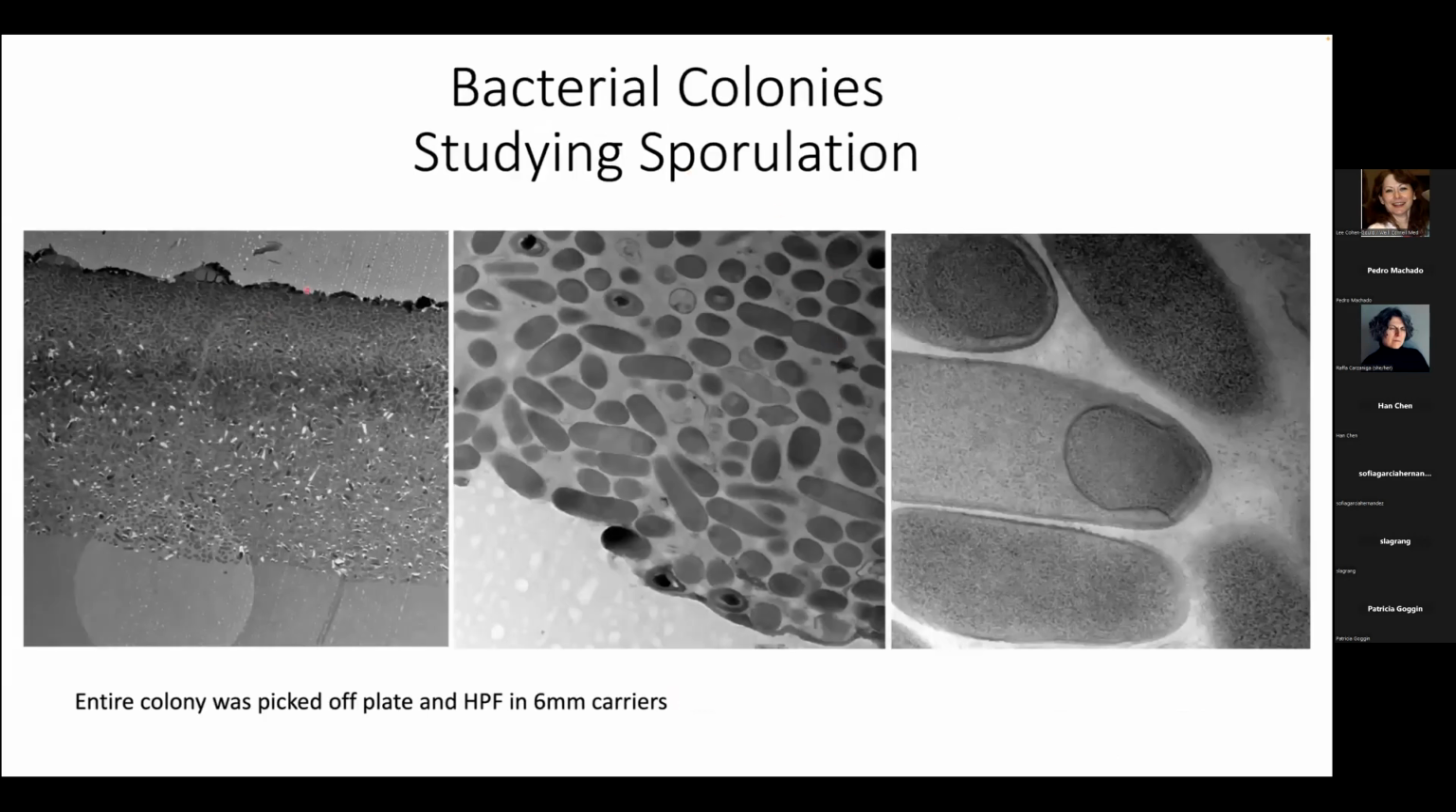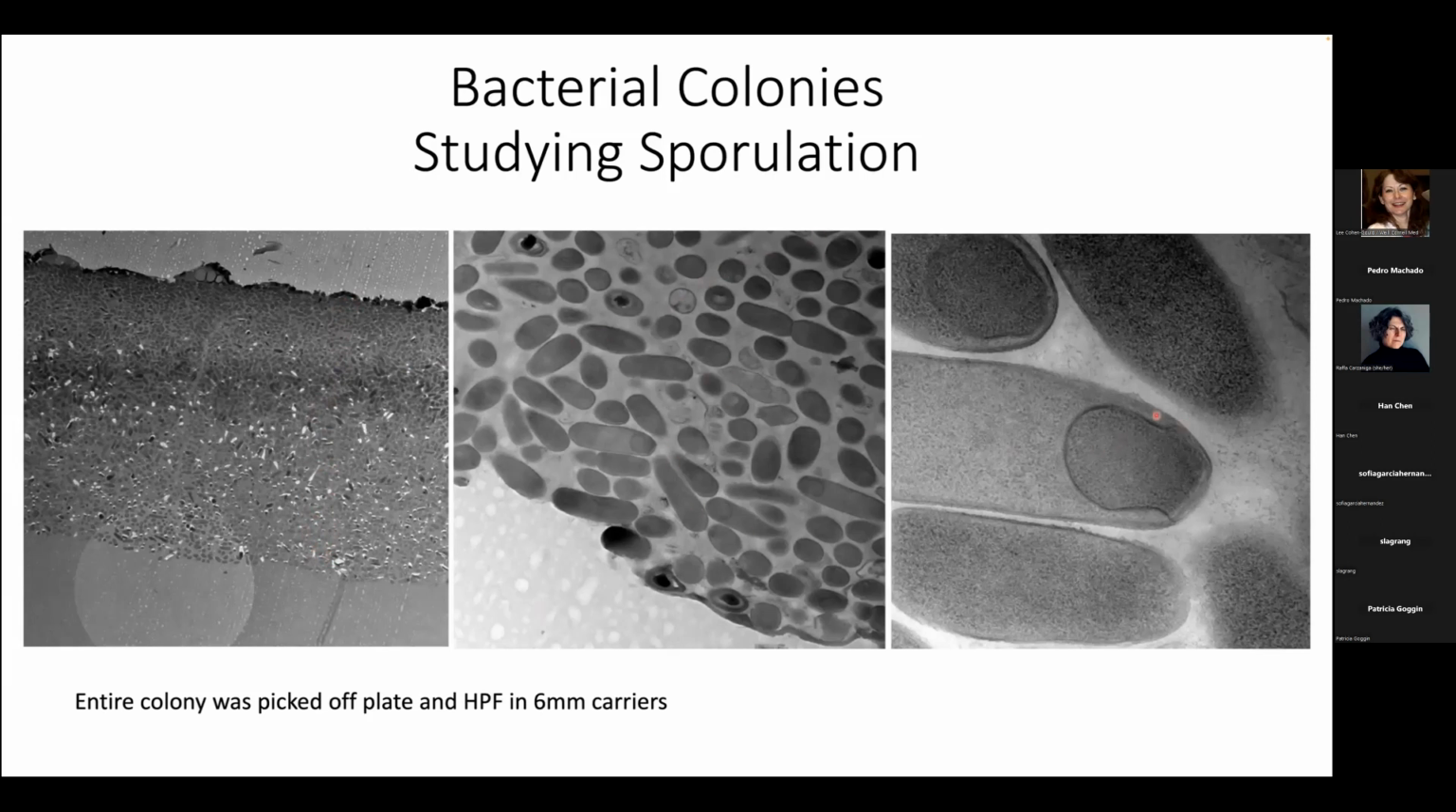And we can even look at this, which was an entire colony of bacteria, picked off the plate. We used a non-traditional 6 millimeter carrier for our HPF, so a little bigger. Usually the carrier is about 3 millimeters, but we've modified my machine, and now the Leica ICE, I believe, and the Wohlwend can use 6 millimeter carriers. This was a study looking at sporulation across the bacterial colony.